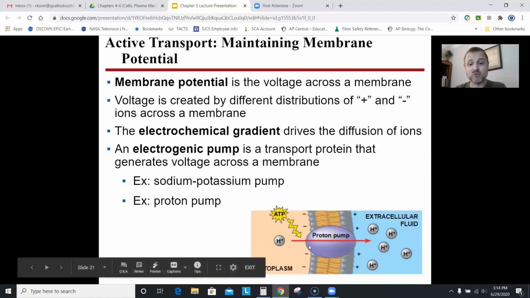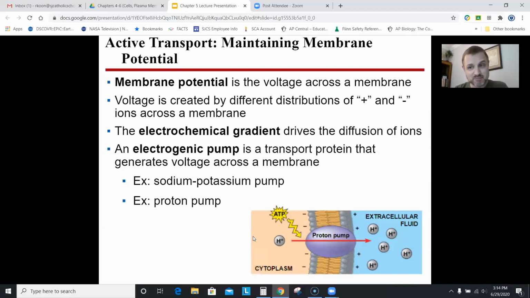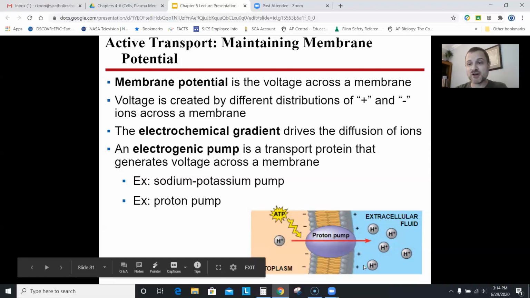Think about what would happen. Based upon this picture, what does a proton pump do to a cell's pH? Think to yourself before I say it out loud. If you're pumping out protons, it makes the inside of the cell more basic, right? So do this for a couple seconds, the outside becomes more acidic, and the inside becomes more basic, all right?